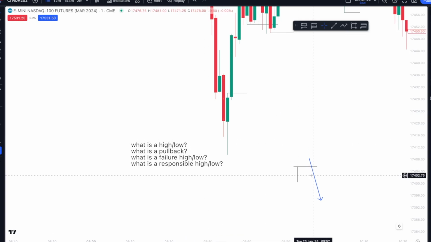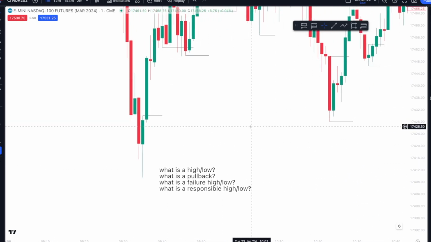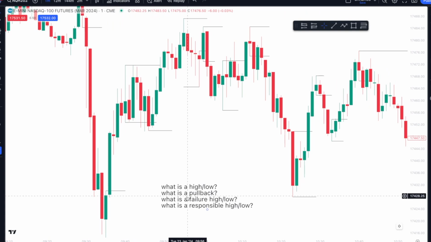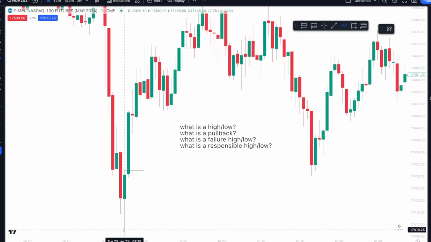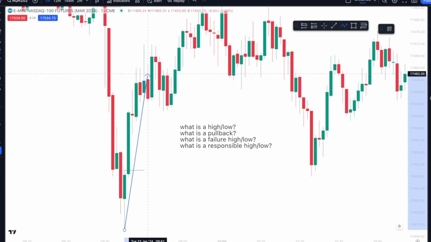So now that we've talked about that, let's jump into what is a failure high/low. The first criteria for a failure high or low is that it needs to be a valid high or low. Let me just remove these other drawings real quick. We've already established that price starting from here has been trending upwards. We put in a high point, we close below it, making it a valid high.